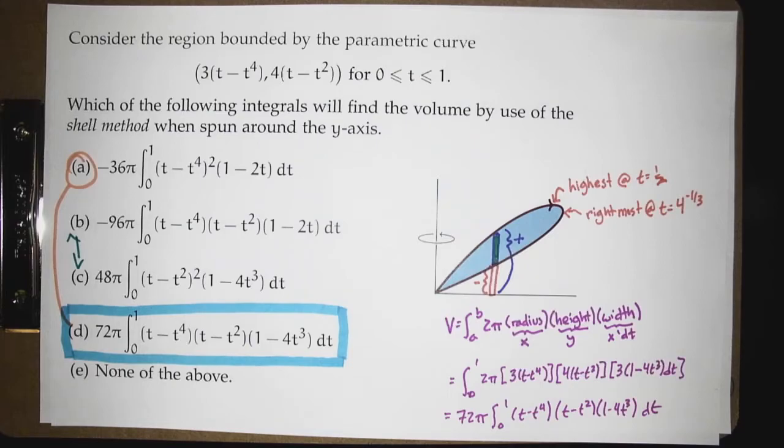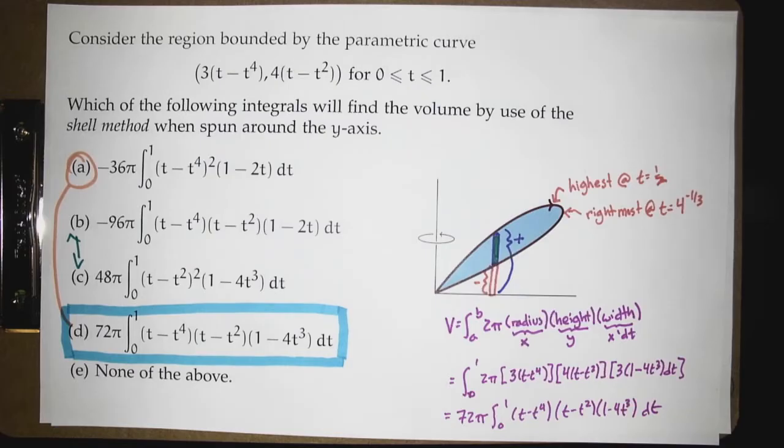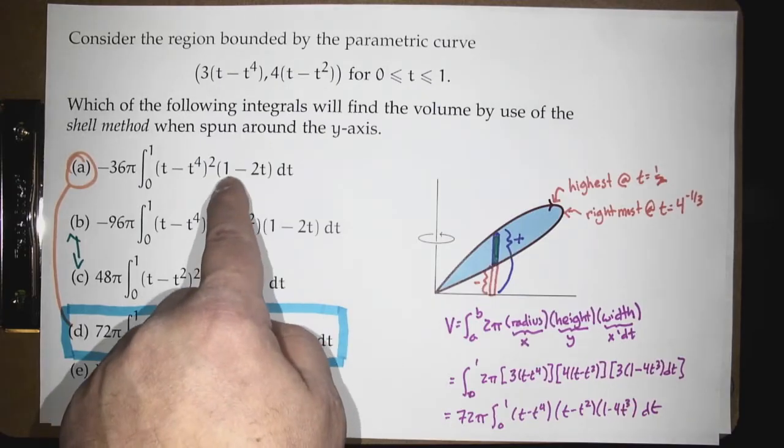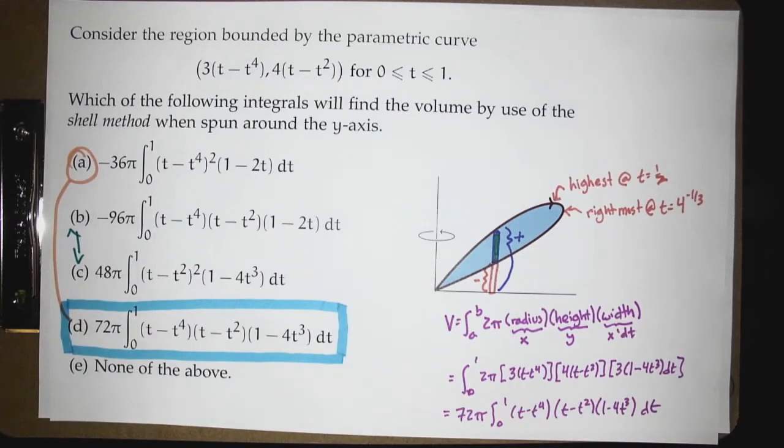So even though you see negatives here, you might say, wait, there's negatives, how can I get a positive out? Well, if you look at the sign of 1 minus 2t, it is negative for a good chunk of 0 to 1. It will turn out to be a positive value.